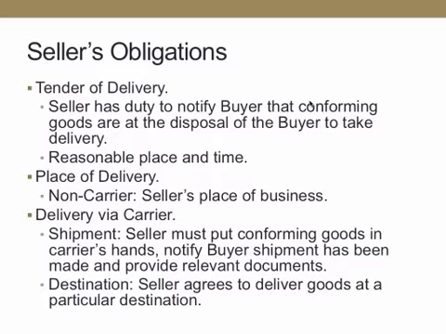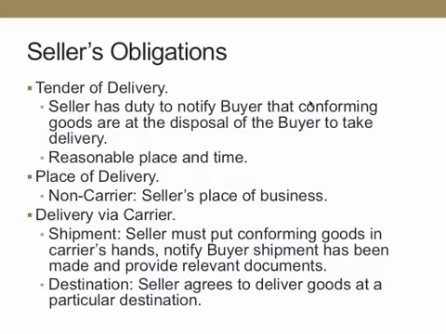First, tender of delivery. A seller has a duty to notify the buyer that conforming goods are at the disposal of the buyer to take delivery. Notice that this is different than actual delivery. That tender of delivery needs to be at a reasonable place and time. Another obligation is delivery in a non-carrier contract case at the seller's place of business.